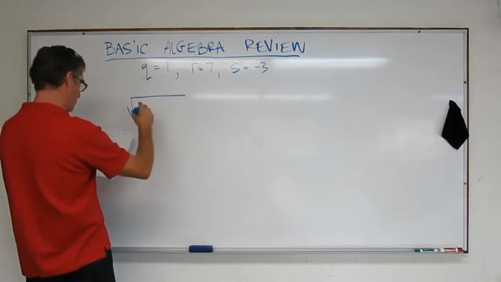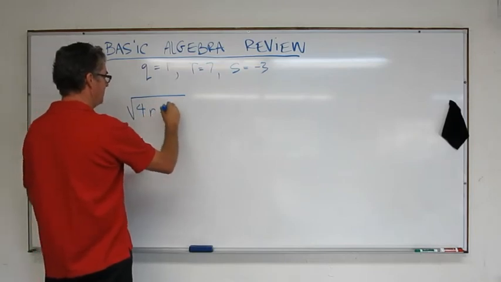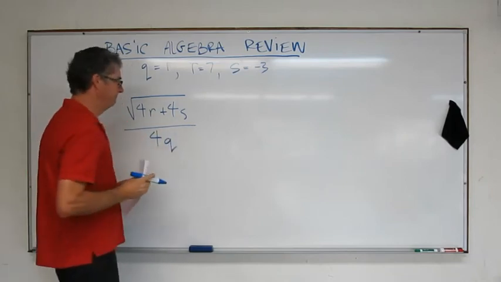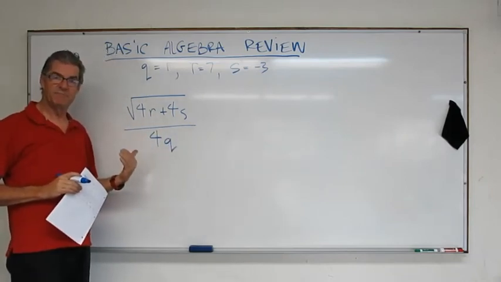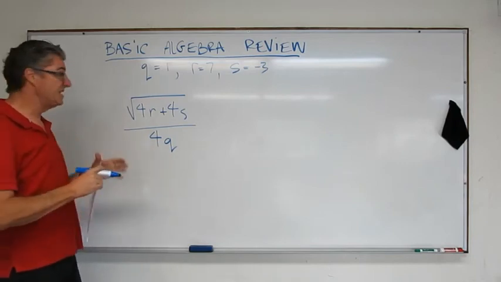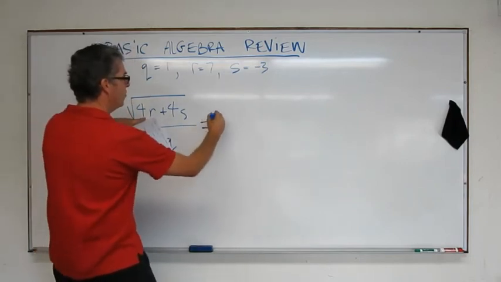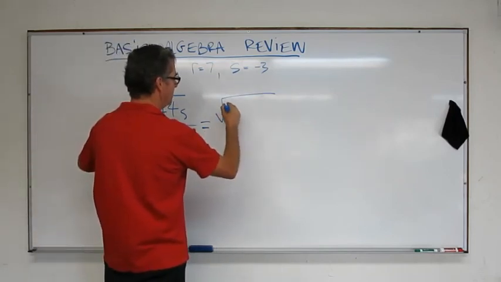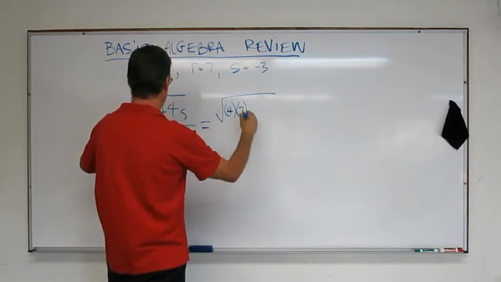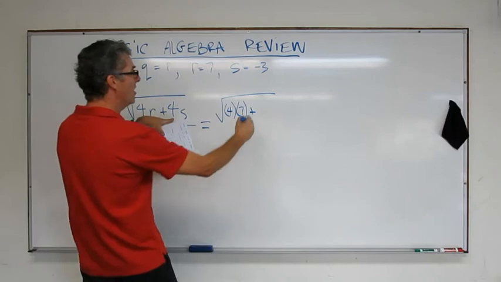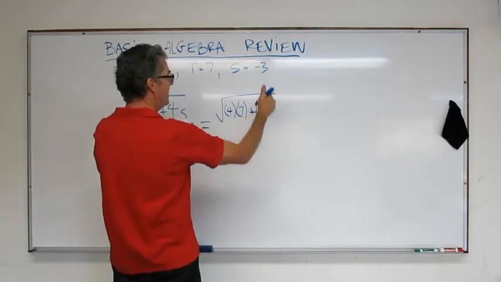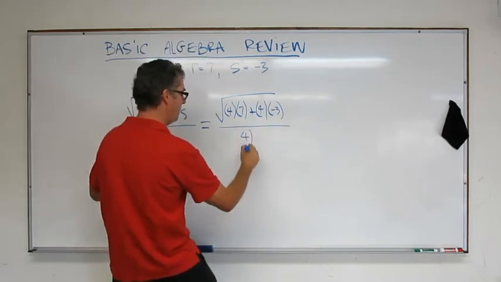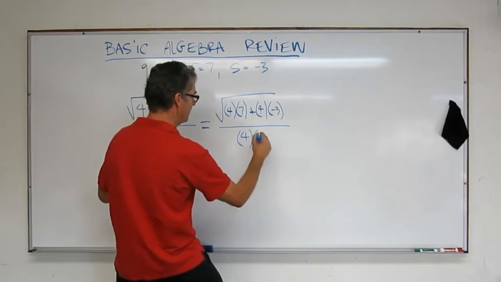Square root of 4R plus 4S, over 4Q. Okay, pause the video, give it a try. Okay, let's see how you did. Plug-in step. Square root of 4 times R, which is 4 times 7, plus 4S. What's my S? It's minus 3. All over, I got another 4, 4 times Q, which is 1.